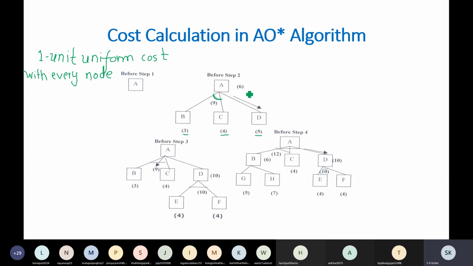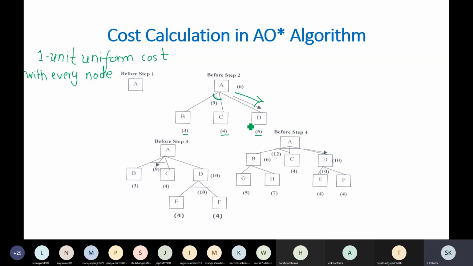So which one is better at this stage? Yes, A to D. A to D is better. This is a better path now. Therefore this line with an arrow is shown here. So we will go through node D. So explore this D now.